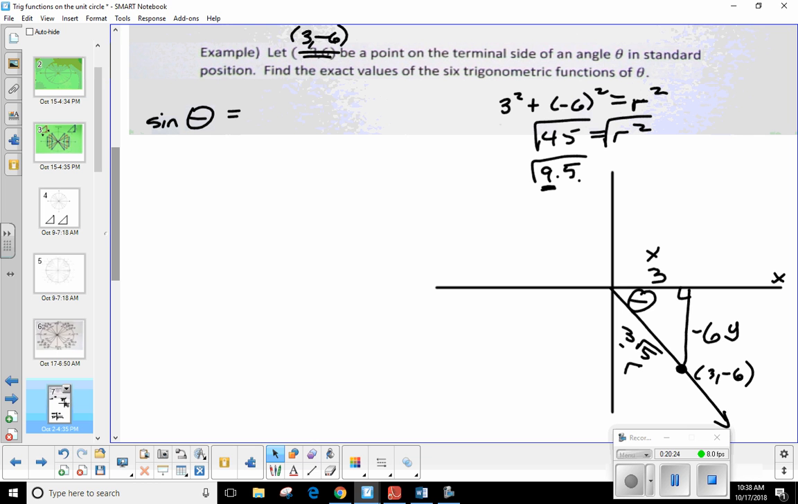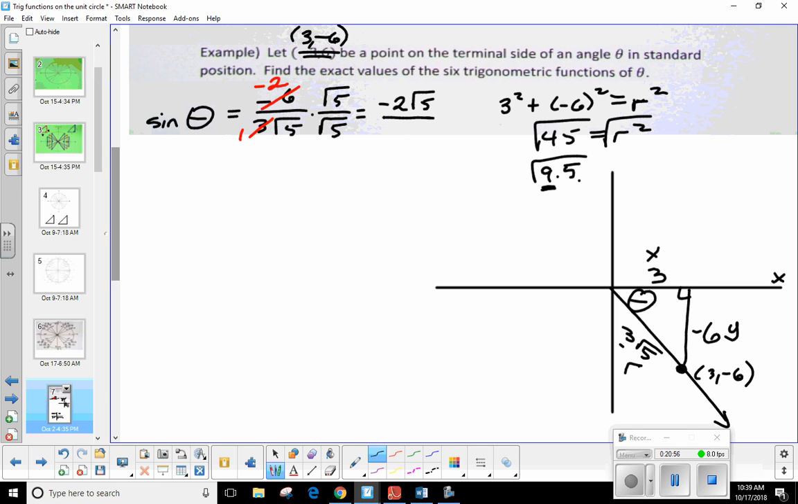So it is y over r, so negative 6 over 3 square roots of 5. Would you agree? Negative 6 over 3 square roots of 5. So now I can simplify it. 3 and negative 6 will become 1 and negative 2. But now I want to rationalize. So I'm going to multiply both parts by the square root of 5. And we've seen that before. So what would my final answer be? Negative 2 square root of 5 over 5. There you go. 1 down, 5 to go.